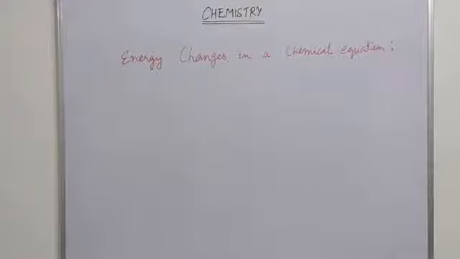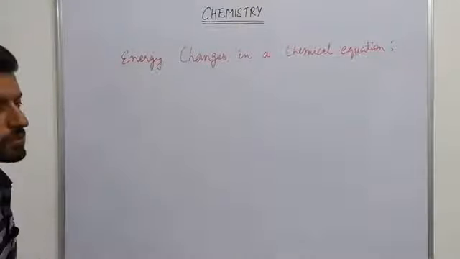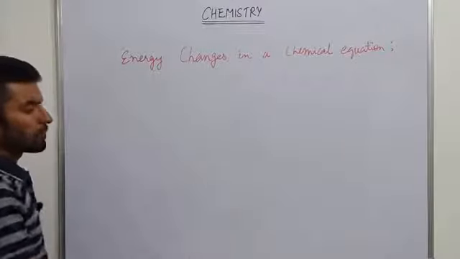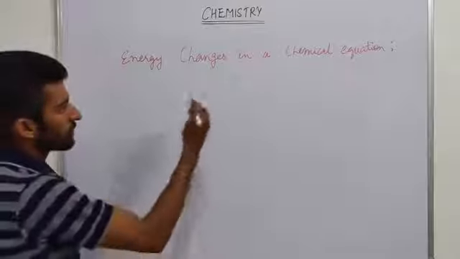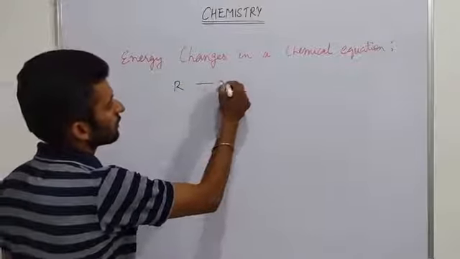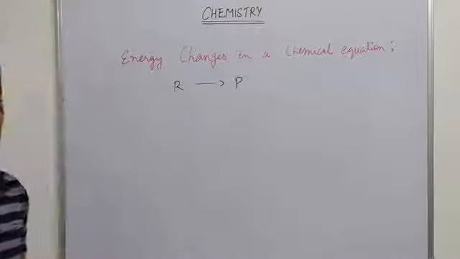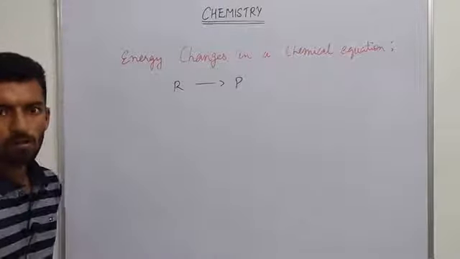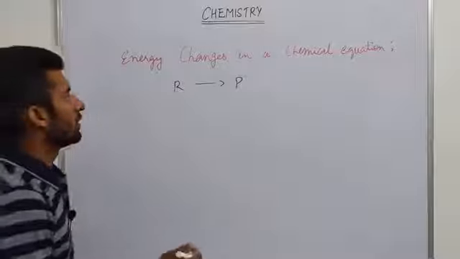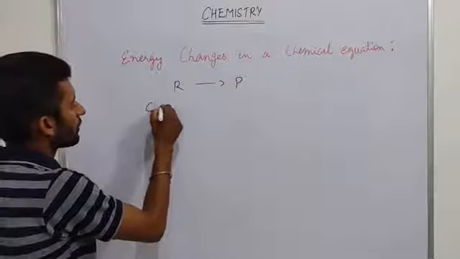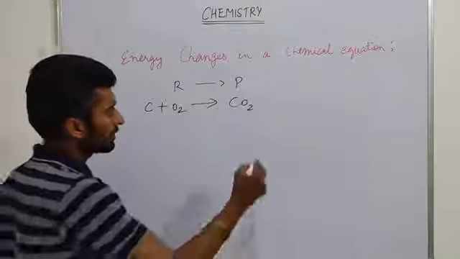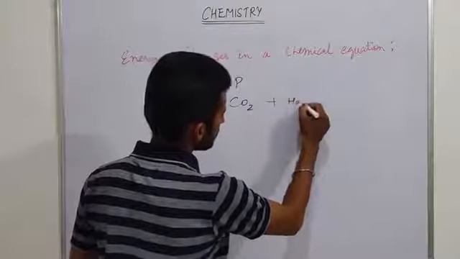After that, the next topic is energy changes in a chemical equation. We know that whenever a chemical process occurs, formation of products takes place from reactants. Now formation of products either needs energy or it releases energy. Like when carbon is burnt in the presence of oxygen, there is formation of carbon dioxide along with heat being given out.